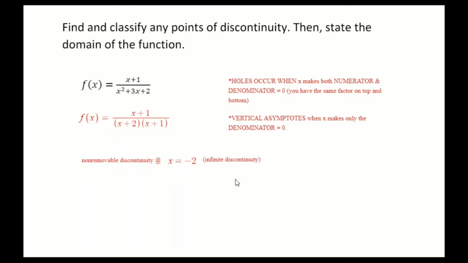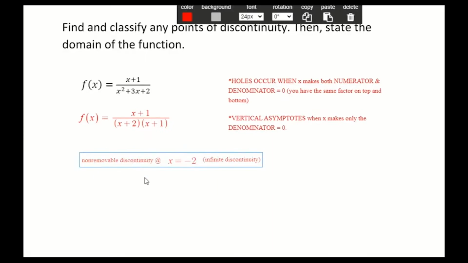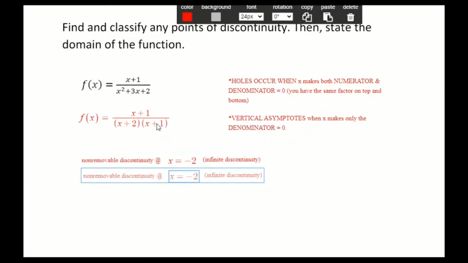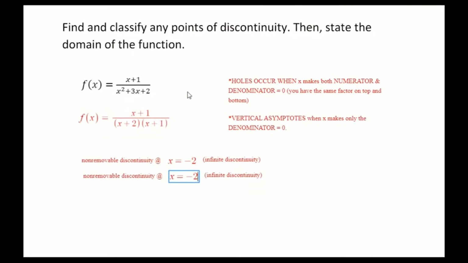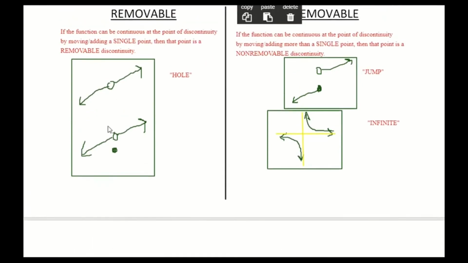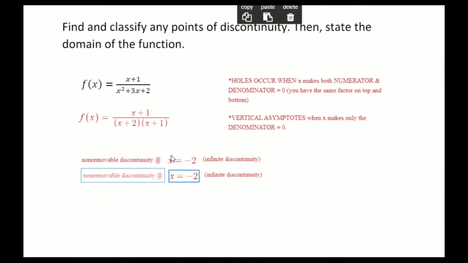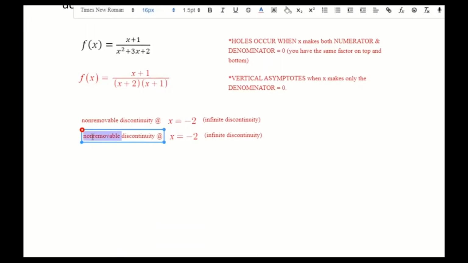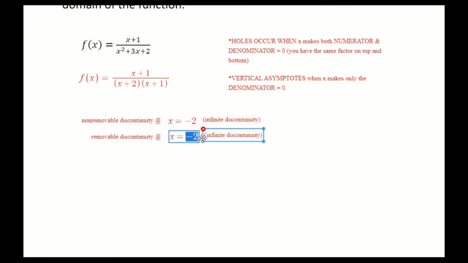And then we also are going to have a point of discontinuity at x equals -1, because that would also make the denominator 0, but that also makes the numerator 0 too. So anytime you've got an x value that makes both the numerator and the denominator 0, like when you have the same factor, that is going to be a hole. So we'll have something like this. This is a removable discontinuity. So I'm going to edit this and say, okay, well, x equals -1 is a removable discontinuity, and to classify it even further, we say it's a hole discontinuity.